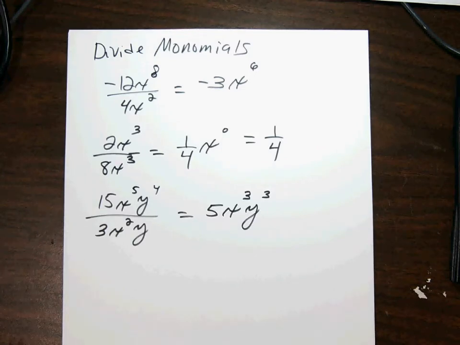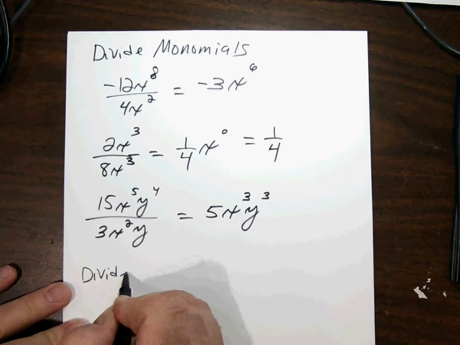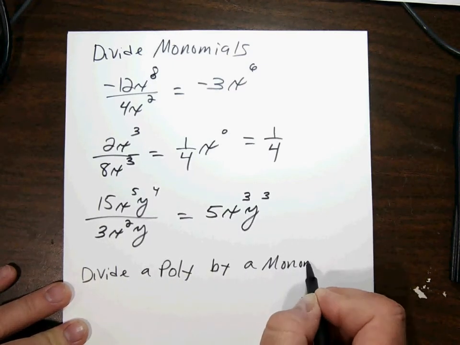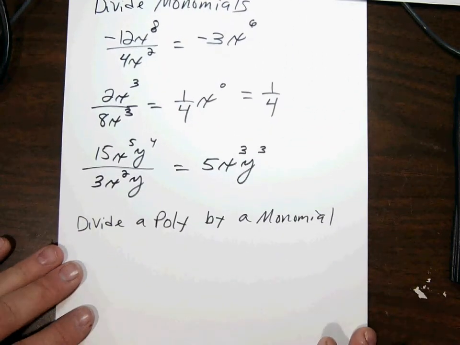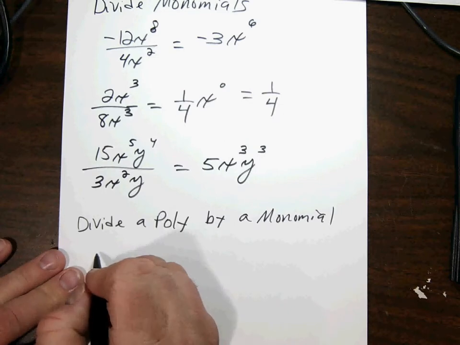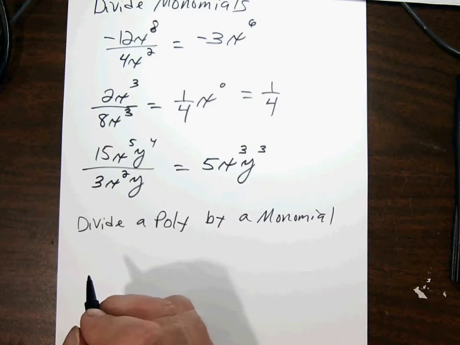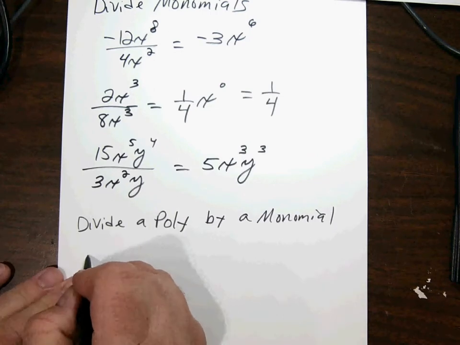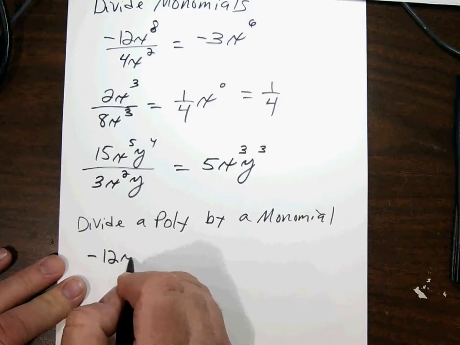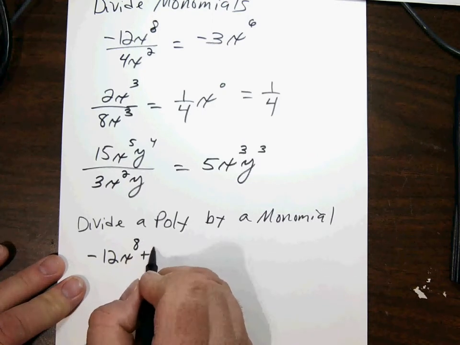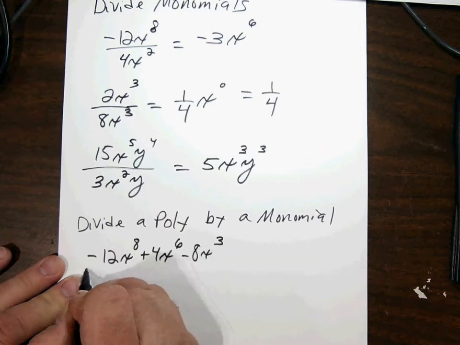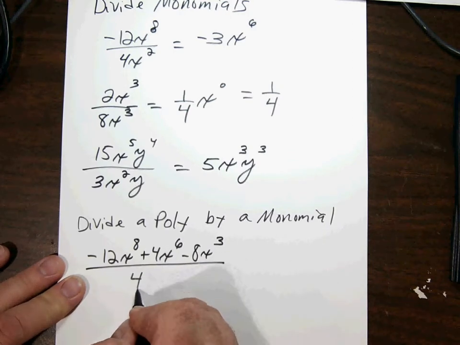Alright, we're going to just take it up one more notch and we're going to divide a polynomial by a monomial. So in other words, we're going to have a multiple part numerator, but still a single part denominator. My monomial is going to be in the denominator. That'll be the same, but a multiple part numerator. So in other words, negative 12x to the 8th, let's say, plus 4x to the 6th, minus 8x cubed, all of that divided by 4x squared.